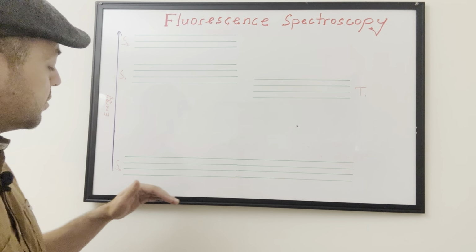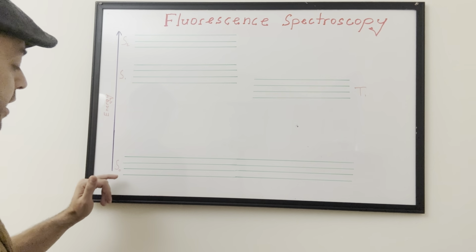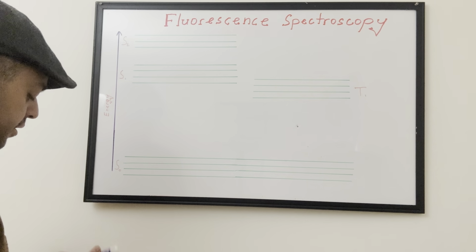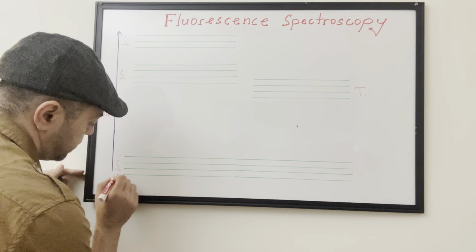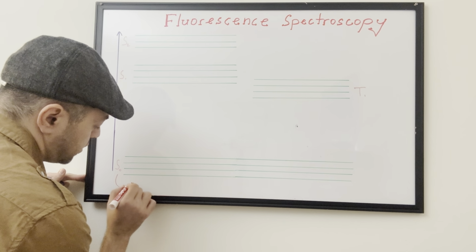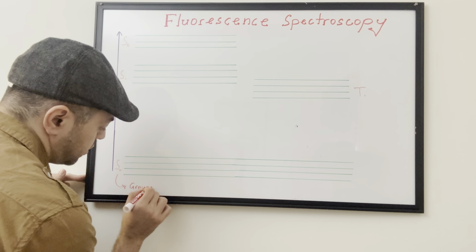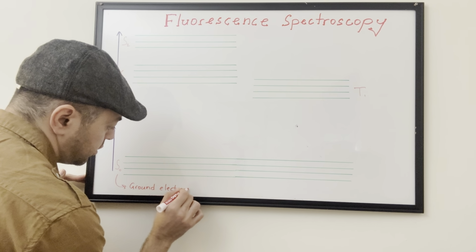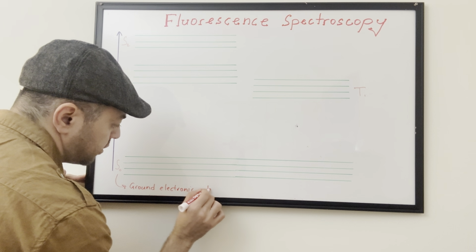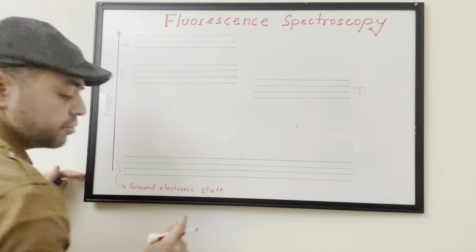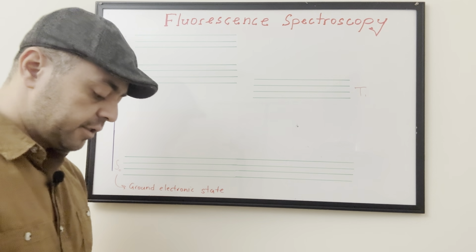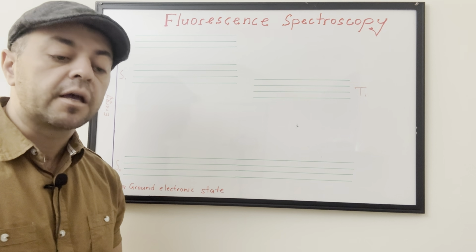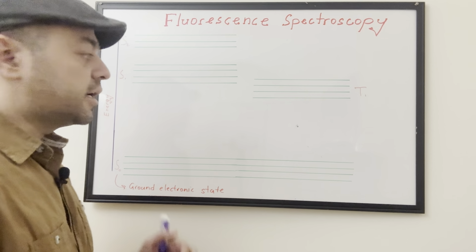As you see here on the bottom, we have S0. This S0 is what we call the ground electronic state. So the majority of molecules are in a ground electronic state. They stay there before we apply some type of energy, in our case a light.